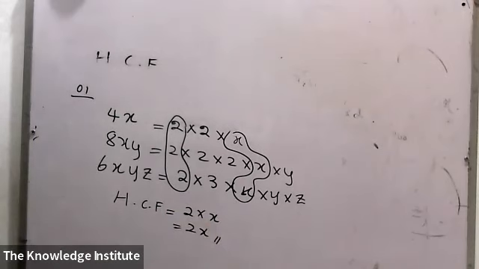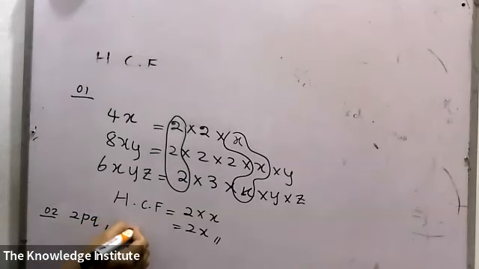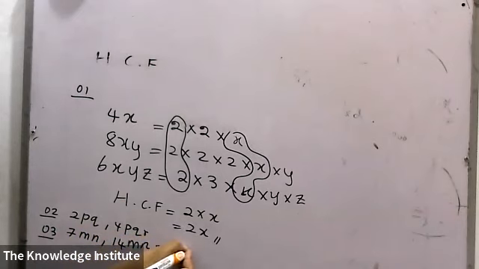Okay. So can you copy down them? And I will give you a small question. You can do it. Okay, teacher. Second one: for 2PQ and 4PQR, you are supposed to find the HCF. Then third one, find it for 7MN, 14MNP, and 28MNQ. Once you have done, you can tell me the answer.